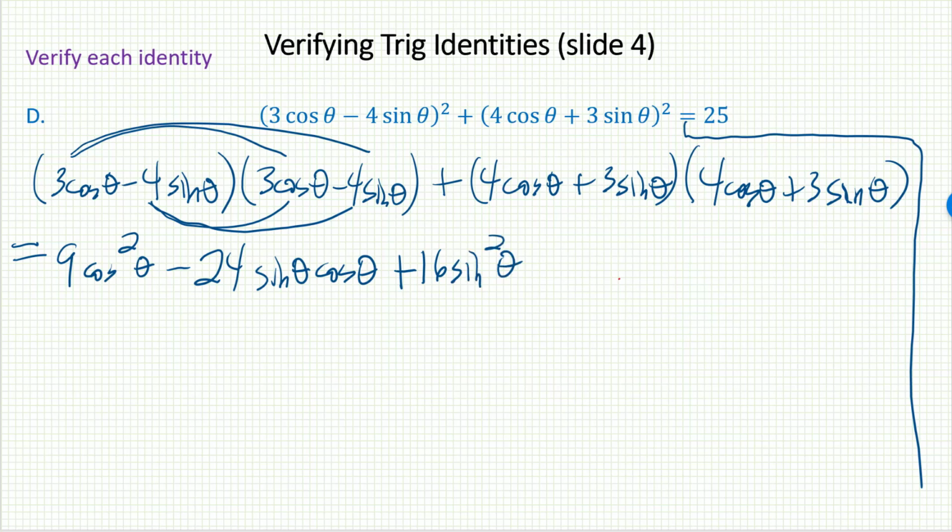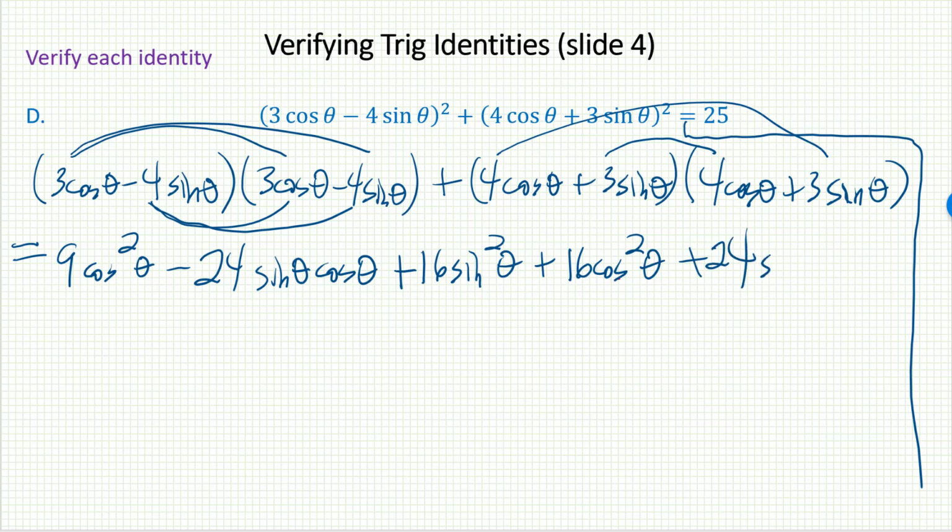Of course, it's similar for the other one. It looks like 16 cosine squared theta for the front. The middle part, let's see here. Everybody's positive. I get a 12 sine theta cosine theta and another 12 sine theta cosine theta. So once again, 24, this time positive 24 sine theta cosine theta. And the back part ends up being 9 sine squared theta.